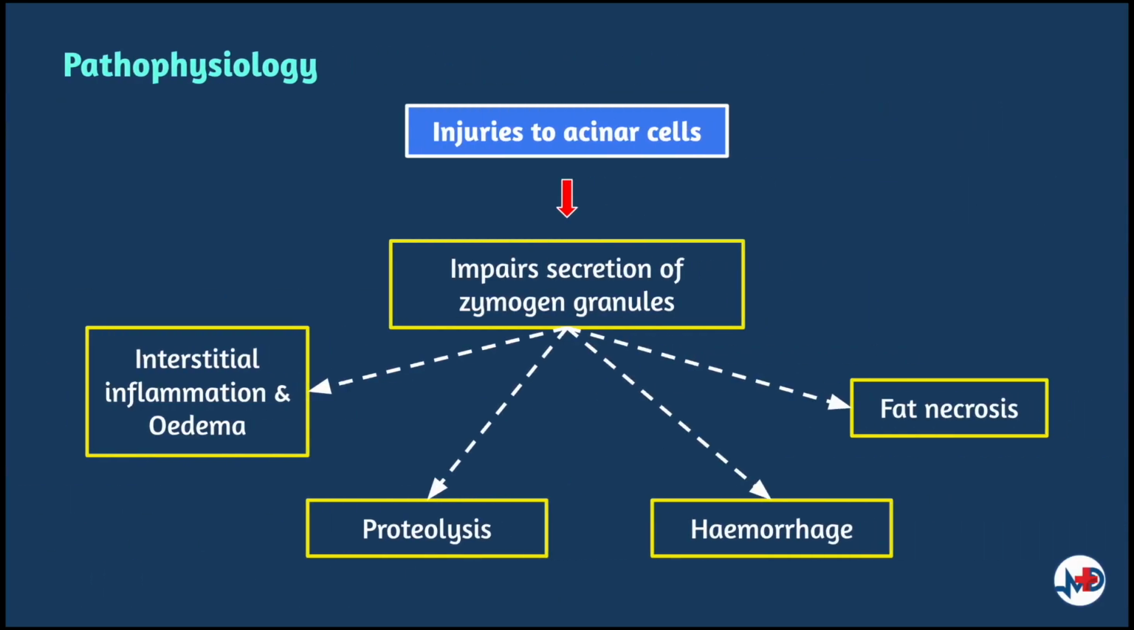So what happens in acute pancreatitis is that, as mentioned, there is an imbalance in the pancreatic cellular homeostasis. This can be caused by injuries to the acinar cells, which then further impairs the secretion of zymogen granules. This then leads to interstitial inflammation and edema, proteolysis, fat necrosis, and sometimes hemorrhage. As mentioned in the causes slide earlier on, among the trigger factors for this to happen include alcohol use, gallstones, and certain drugs.